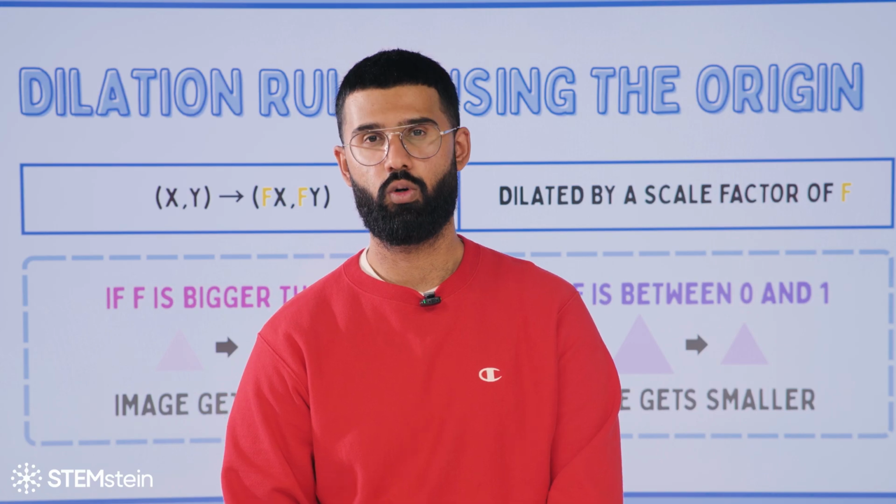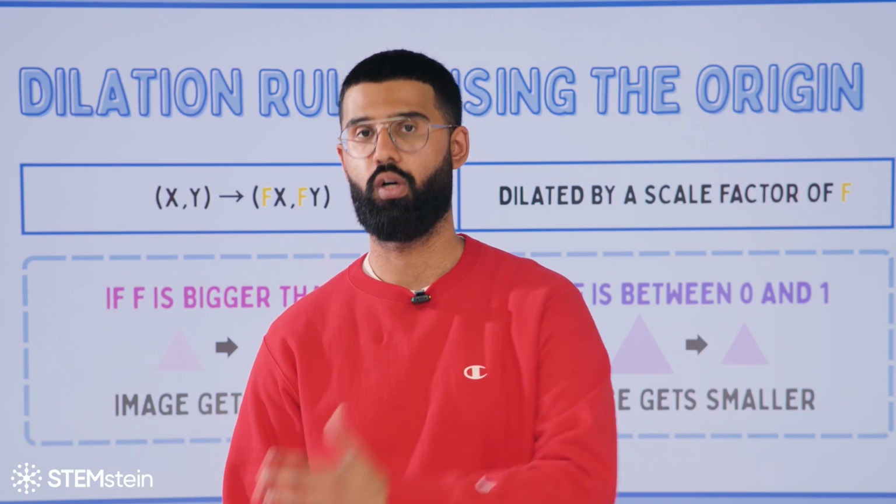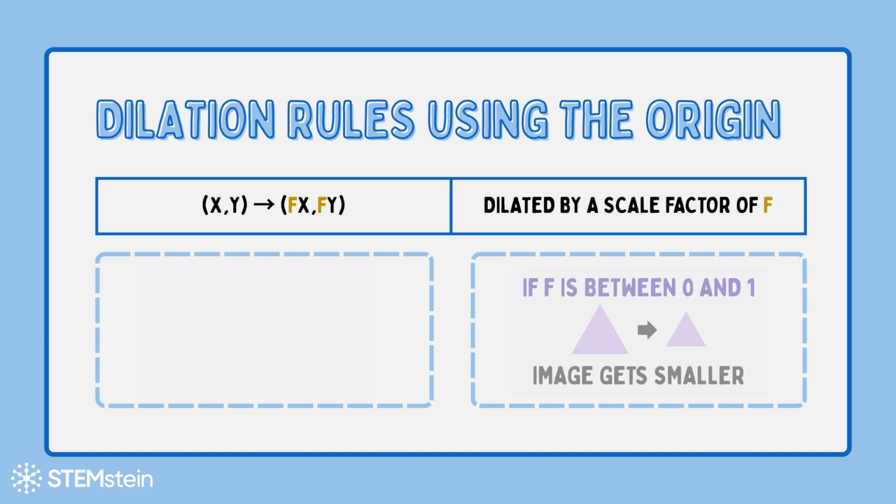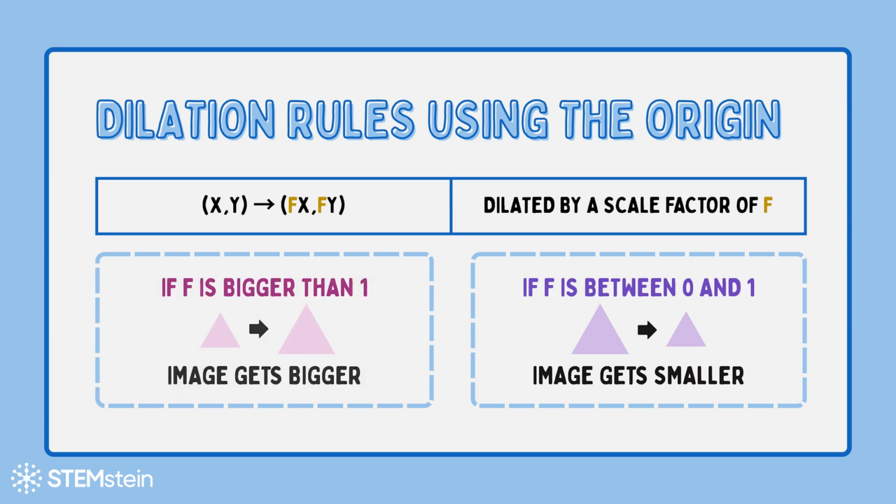For our dilation rules, we're going to do them all about the origin. Let's denote our scale factor as f. So for the coordinates of a polygon as x, y, they're going to both be multiplied by f, so fx and fy. Now, if our scale factor is between 0 and 1, the polygon's coordinates are going to get smaller and they're going to get closer to the origin. But if our scale factor is larger than 1, the polygon is going to get larger and its coordinates are going to be further away from the origin.